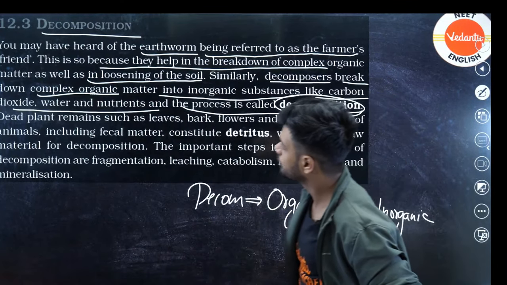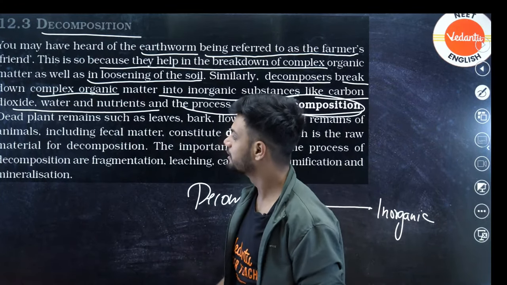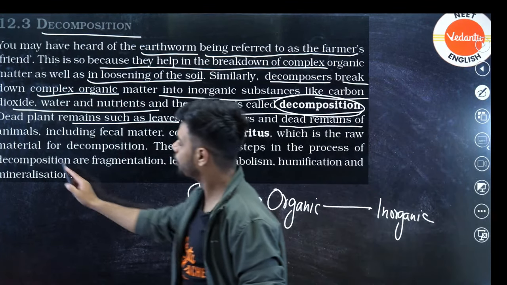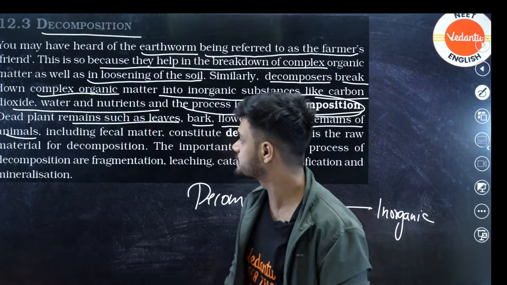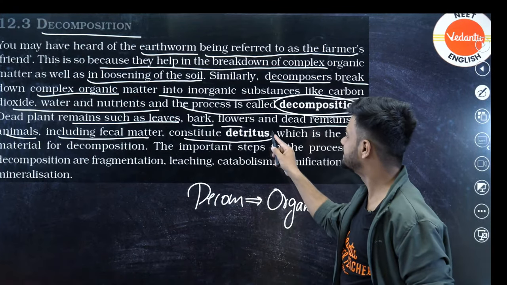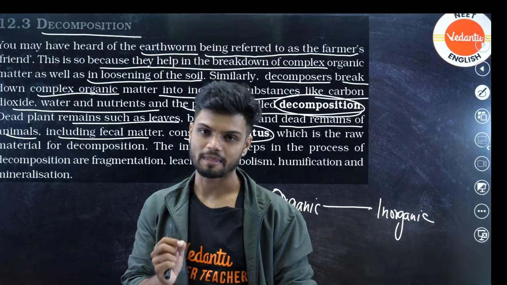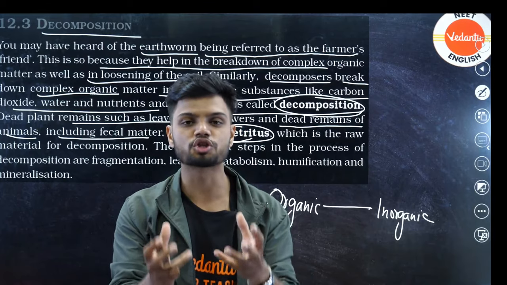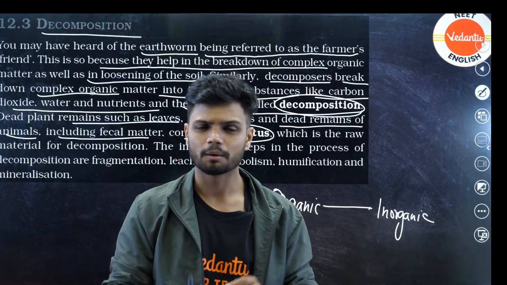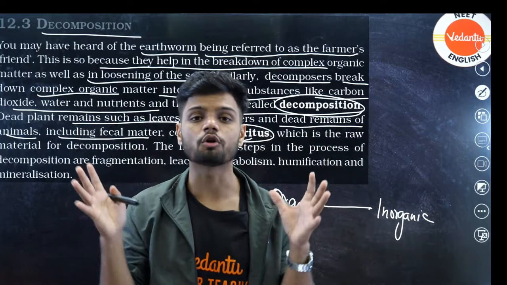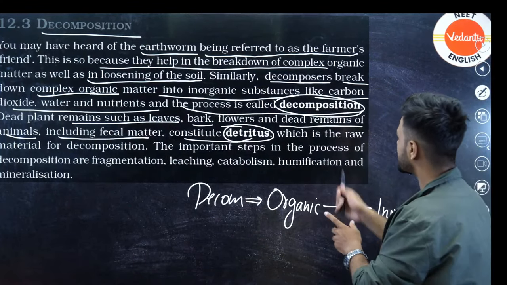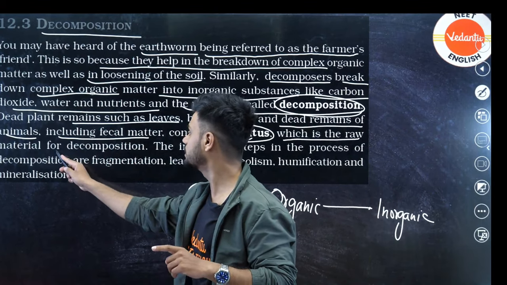Now, dead plant remains such as leaves, bark, flower, and dead remains of animals, including the fecal matter, the waste, constitute the detritus. So this is where the new word comes in. Detritus is nothing but the mixture of the dead and decaying matter. It could be dead plants, flowers, fruit, bark, dead animals. All of this constitutes the detritus, which is the raw material for decomposition.